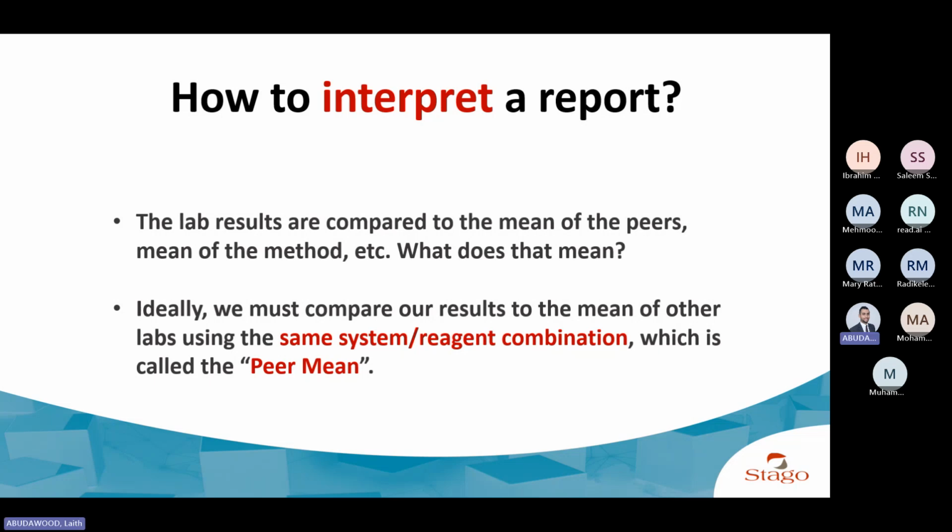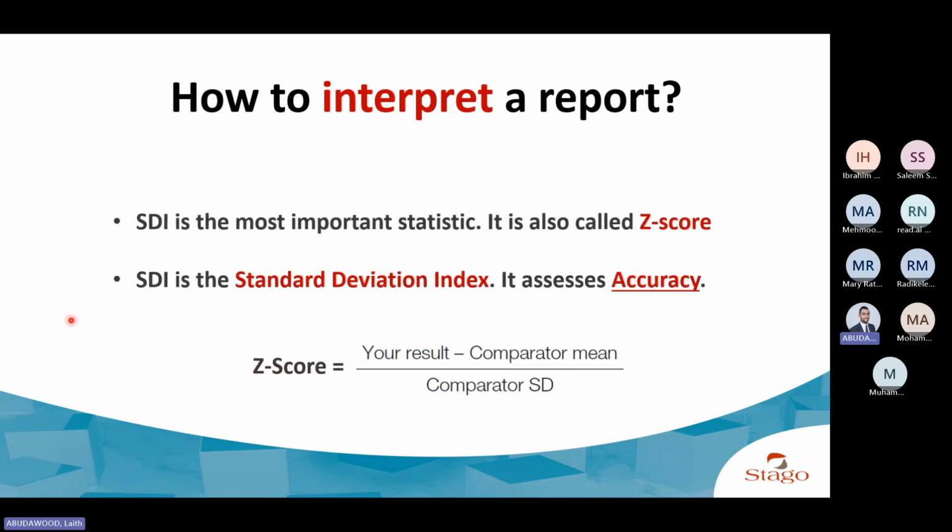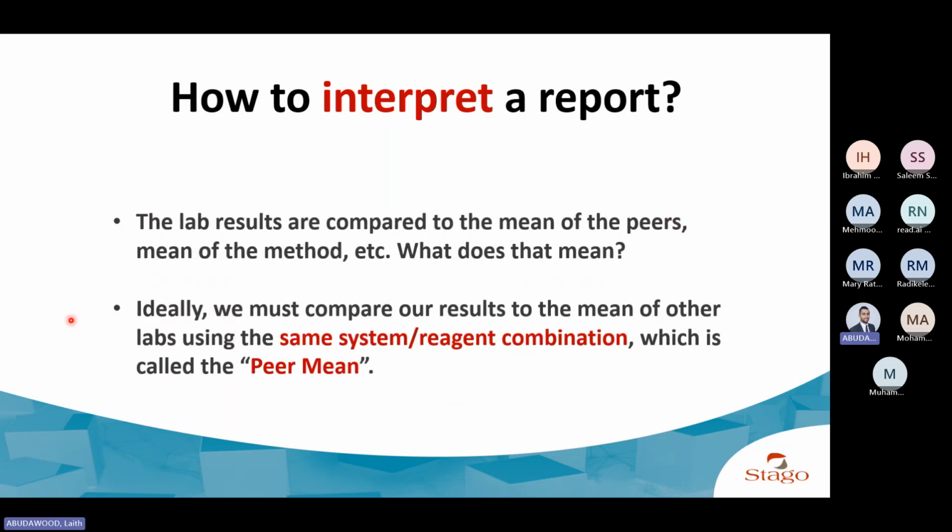So what is this reference? If I go back to the previous slide, it says your result minus the comparator mean, or the reference. What is this reference exactly? Now, when you get your EQA sample and you analyze it and you compare it to other labs, all the other labs that run the same sample are your reference. Their average values are your reference. Let's say you are one lab out of 100. So you compare your result to the 99 other labs, and the average performance of the 99 other labs is your target value.